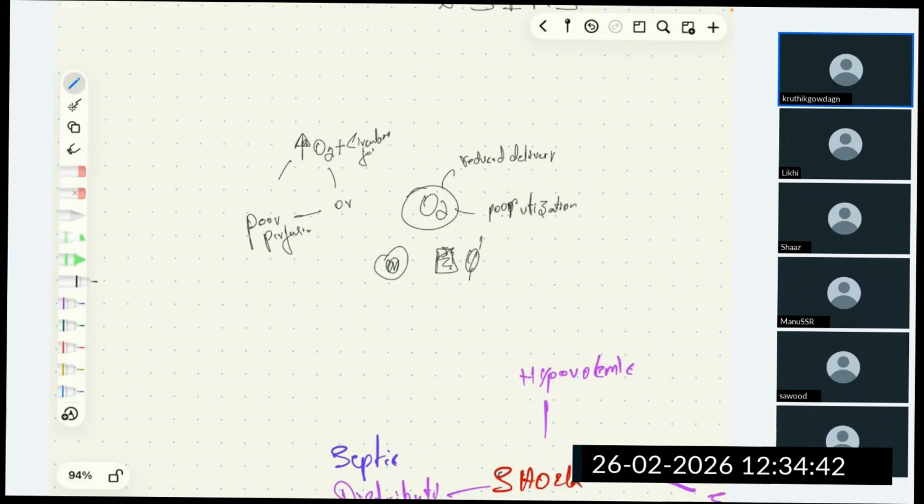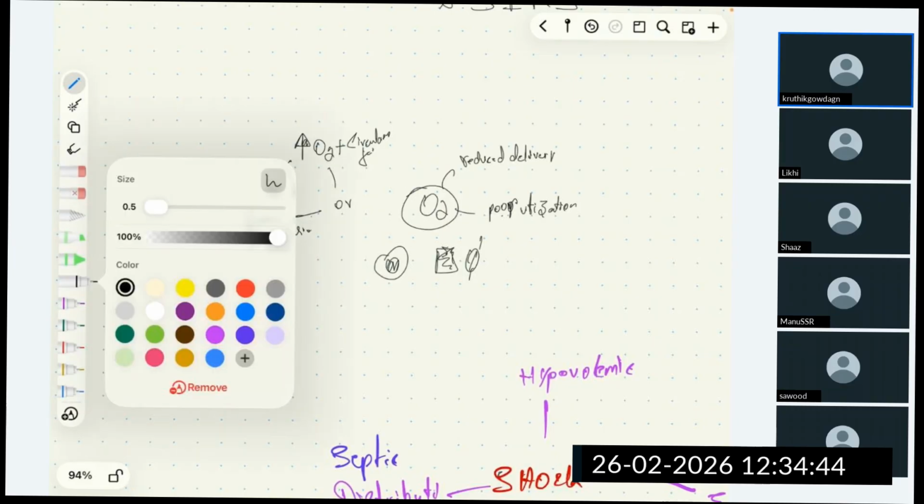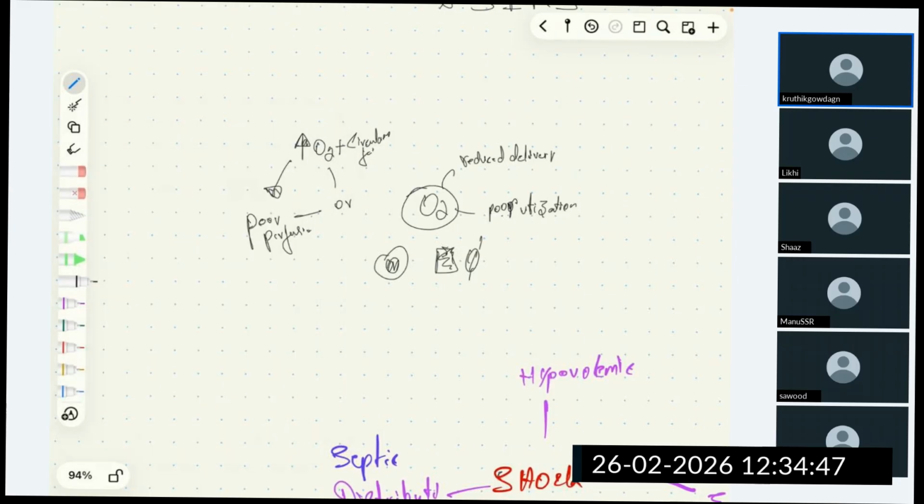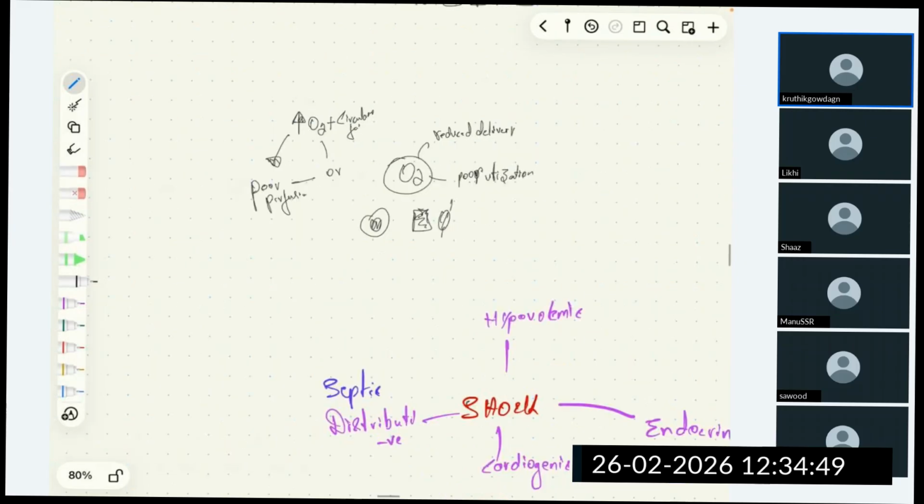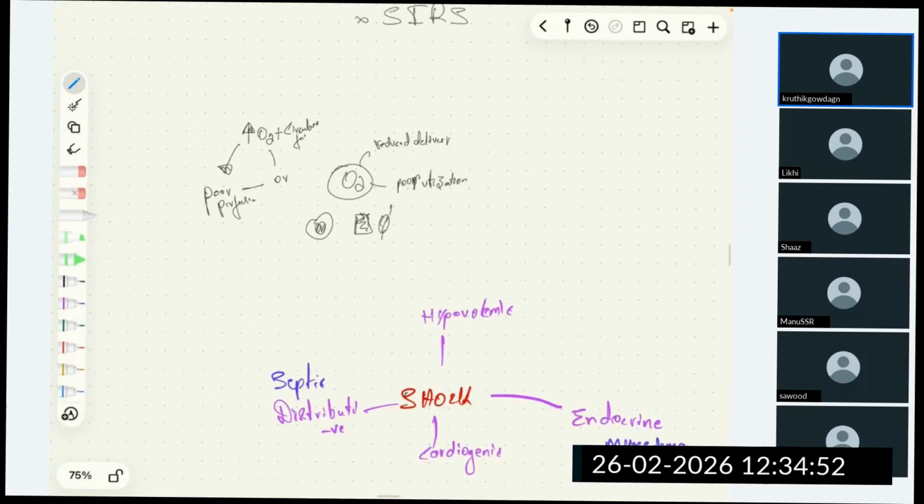So essentially, there is reduced blood supply or reduced supply or utilization of oxygen at the cellular level. I will repeat the definition once again. The definition of shock is cellular or tissue hypoxia, which is caused due to two things. One is either oxygen delivery is reduced, or there is poor utilization of oxygen in the tissue, or there is increased oxygen utilization with circulatory failure leading on to poor perfusion. This is the definition of shock.